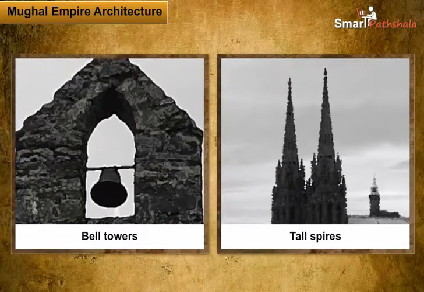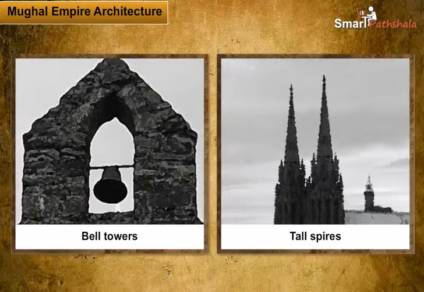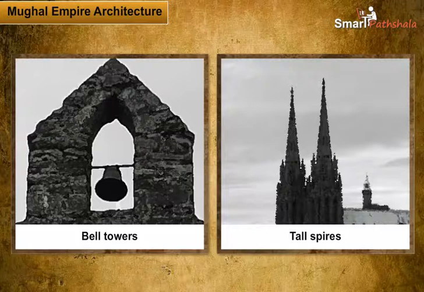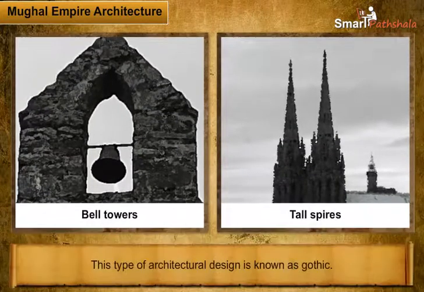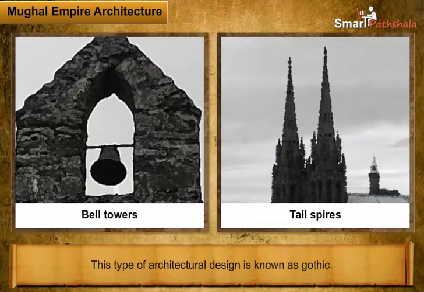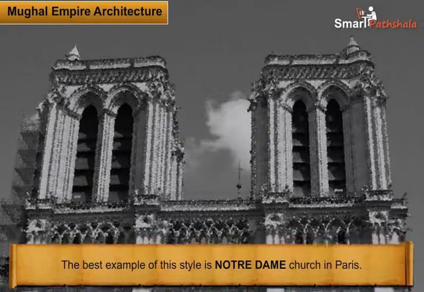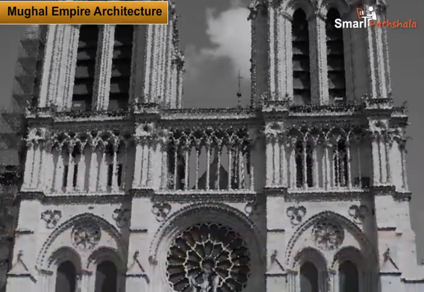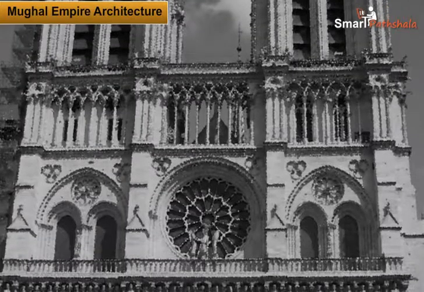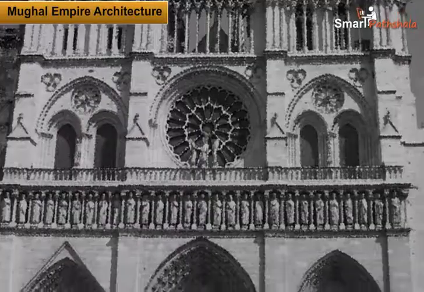Also, they used colored glass and paintings of the Bible on walls, and flying buttresses became popular and were loved by people too. This type of architectural design is known as Gothic. The best example of this style is Notre Dame Church in Paris. This church took a long time to build and was completed in the 13th century.